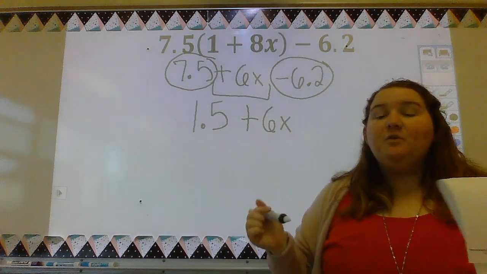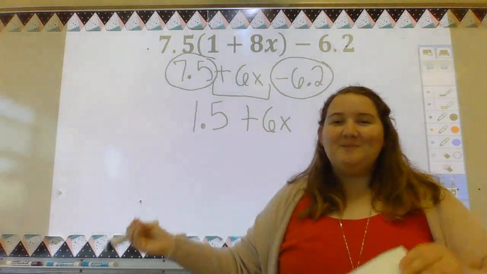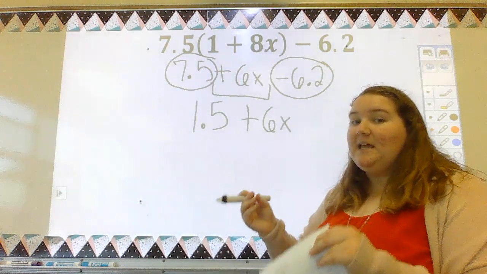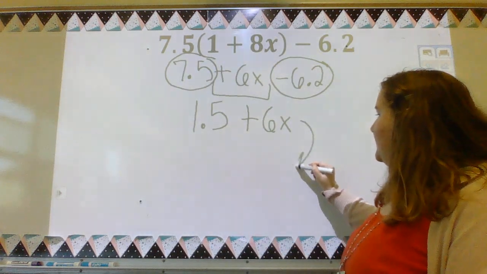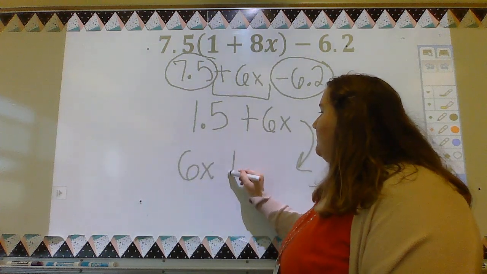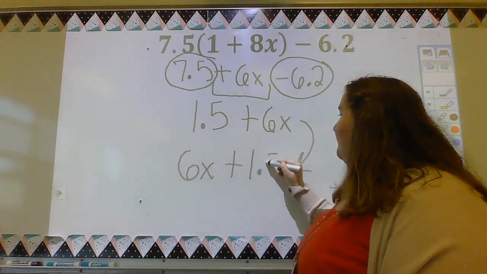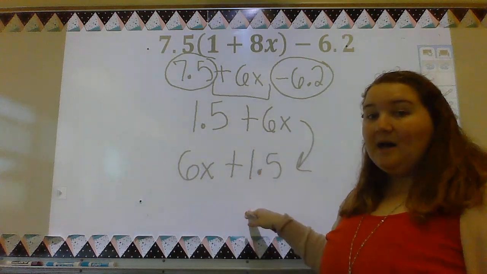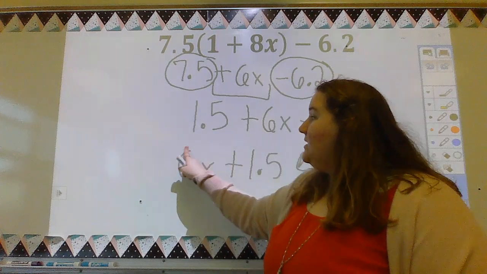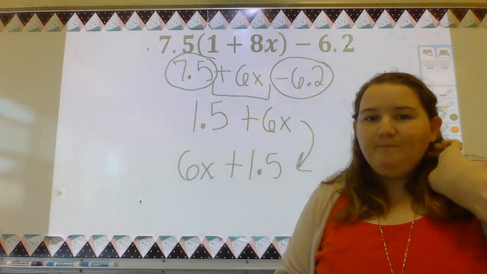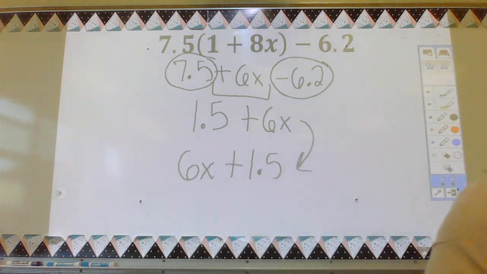Remember, when you have an expression, order doesn't matter as long as the terms stay the same. So this would be the exact same thing as if I said 6x plus 1.5. Now, the plus is because 1.5 is positive, okay? And notice I did not put a plus in the front because you don't need a plus in the front of a positive, okay?